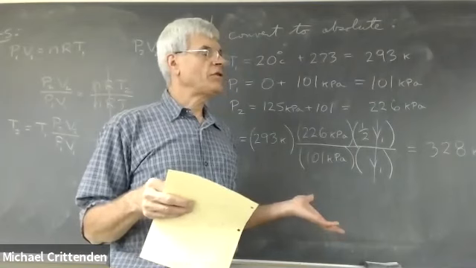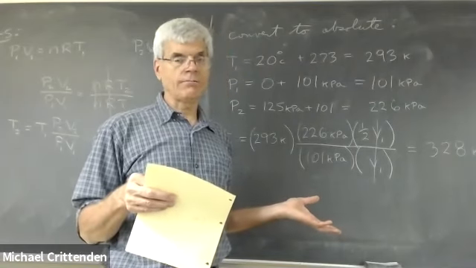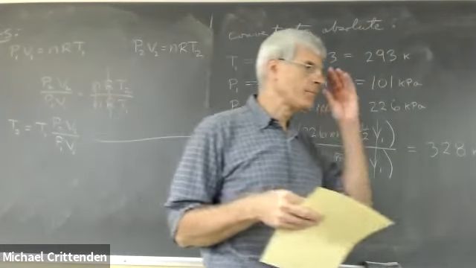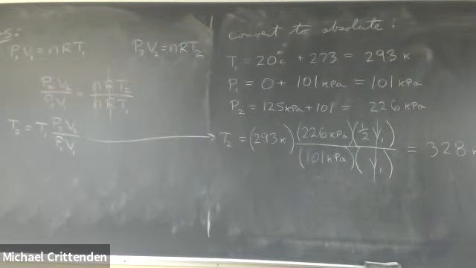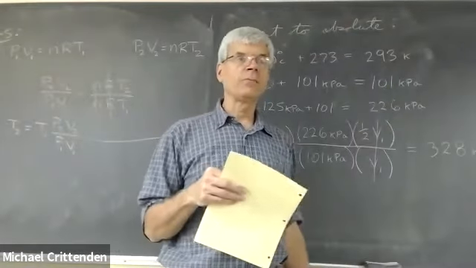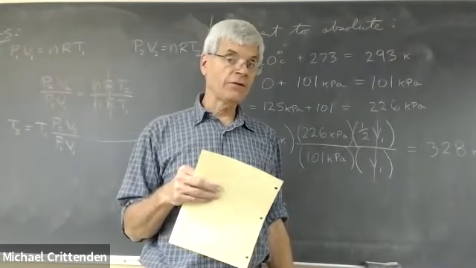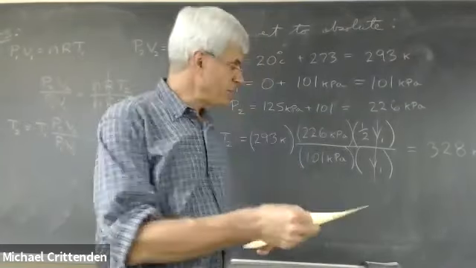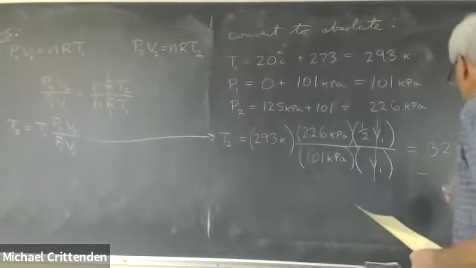If the question just said find the final temperature, you could stop there. But the way it's phrased, it says find the final temperature reading. It wants to know what the thermometer says, and it's a Celsius thermometer, so you have to take the 273 back off again.